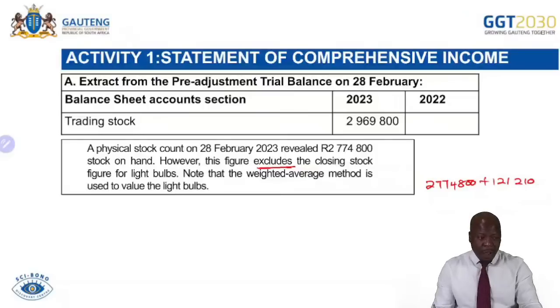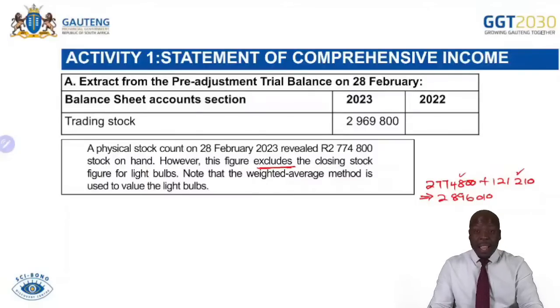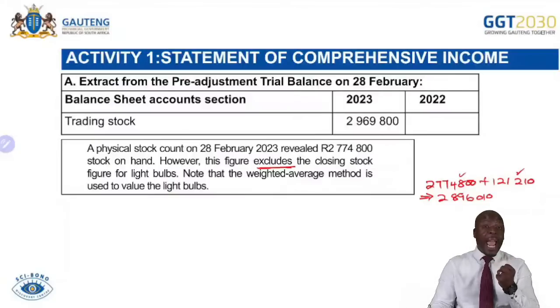121,210. So if I take these amounts and I add them, it simply means my stock on hand therefore becomes 2,896,010. I'm adding this and that. So I'll end up with 2,896,010. This is the value of stock on hand.